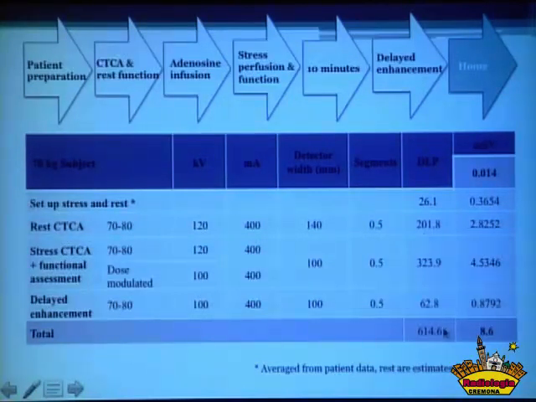So you can see that the total protocol radiation dose for an average 70 kilogram person is 614.6 in the dose length product, and that converts to millisieverts of 8.6. So this is perfectly possible. Obviously, in real life, patients' heart rates vary at slightly different sizes. So most people were finding that it's a radiation dose of around about 10 or 12 millisieverts.